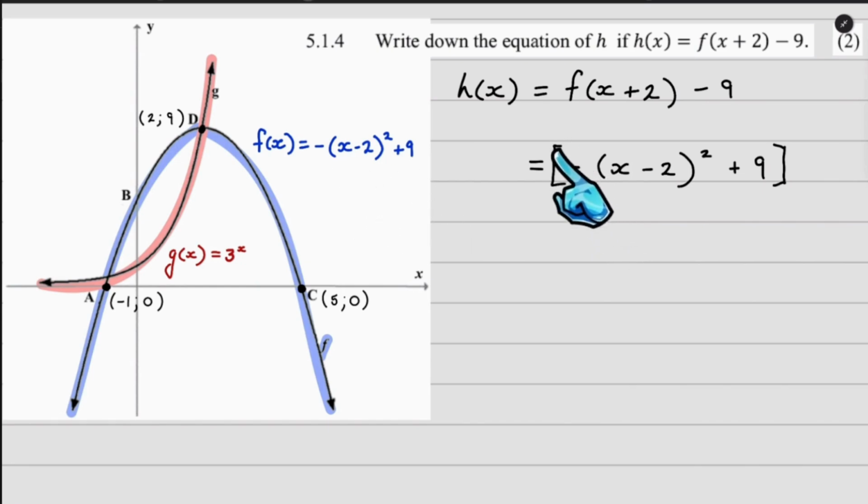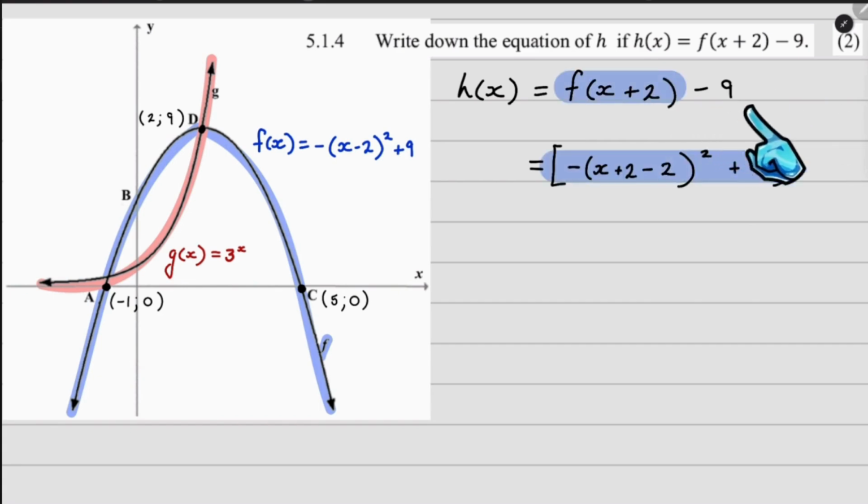I like to put it in a square bracket because there's going to be a minus 9 on the outside there. And you see this x here? I'm going to replace it with x plus 2. And then that minus 9 will just chill on the outside. And now I'm going to go on a bit of a mission to simplify this thing.